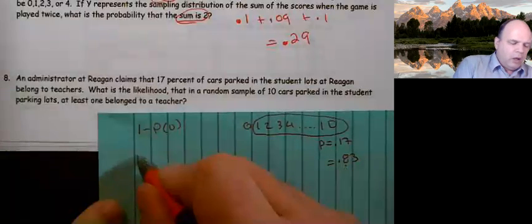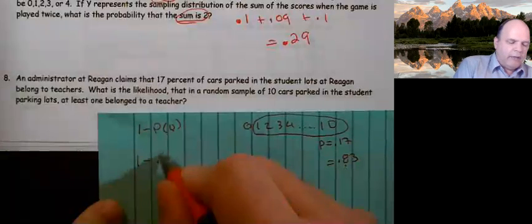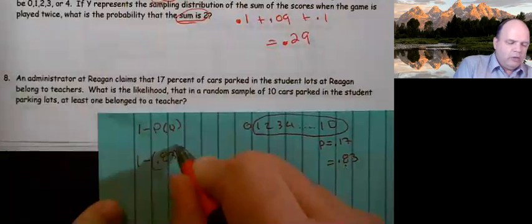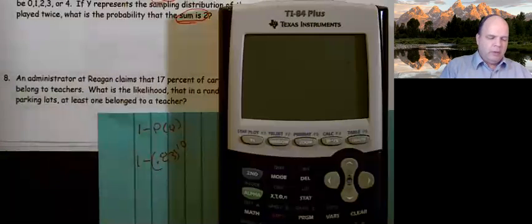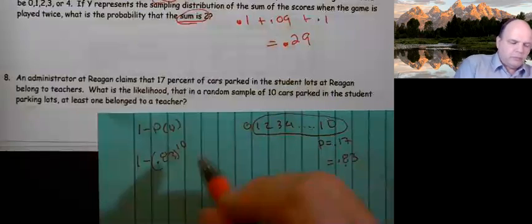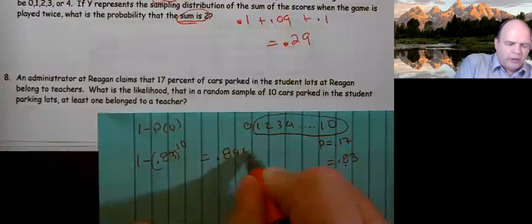So I want the probability that it doesn't belong to the teacher, but I need to have that happen 10 times. So that's my work. Here we go: 1 minus 0.83 raised to the 10th power. And I end up getting 0.8448. Now that's using what we knew prior to the test.